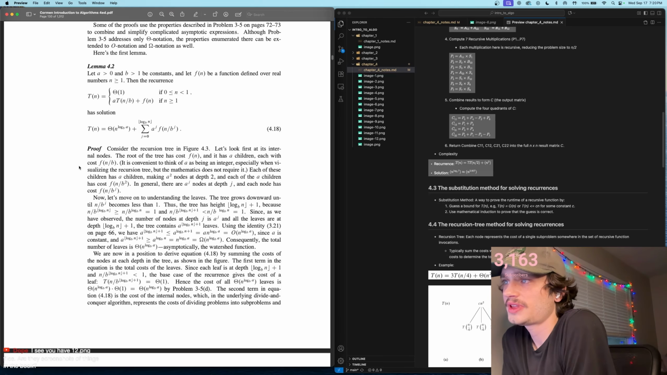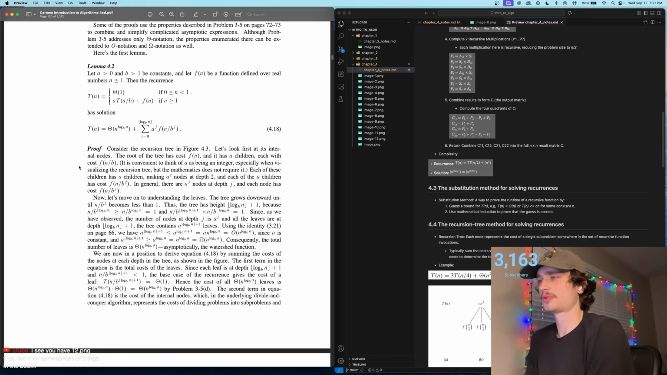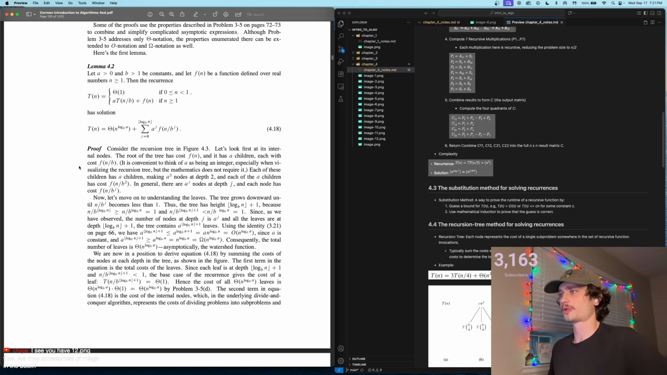T of n equal to theta of n to the power of log base b of a plus the sum for all values of j starting at 0 up to the floor of log base b of n, of a to the power of j times f of n over b to the power of j. Proof. Consider the recursion tree in figure 4.3.